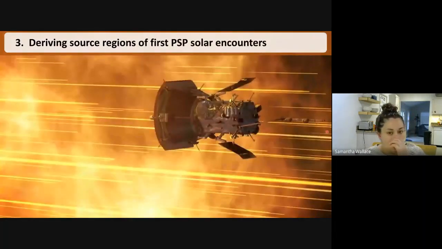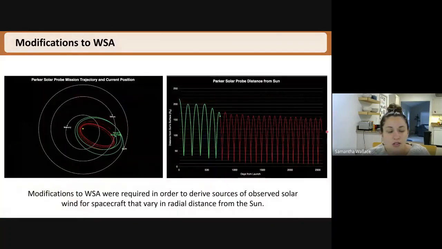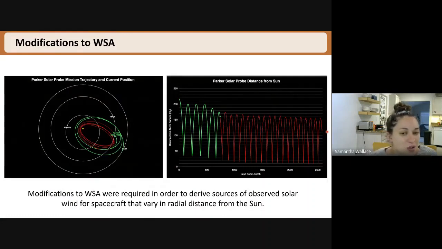So in the final study, we apply the same techniques and modeling to derive the source regions of the new Parker Solar Probe data. As mentioned previously, prior to this work, WSA was unable to derive the solar wind if it was measured anywhere else than L1. So all of these studies led to me developing and testing code to have the model be able to propagate the solar wind to spacecraft that vary in radial distances.